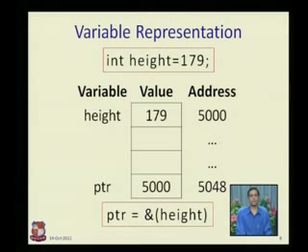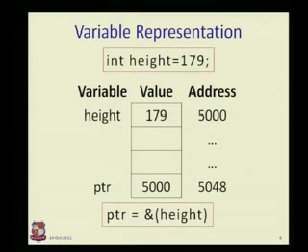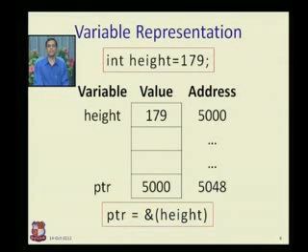So here I have zoomed into the memory and I am showing the different variables, their values and their addresses. Height I have taken as 179 and it is stored at the address 5000. If I assign another variable that has the address of height, that means 5000. So here I am assigning ptr, a pointer that has the value 5000, that is basically the address of the height. This ptr having the address 5000 is pointing towards the height.